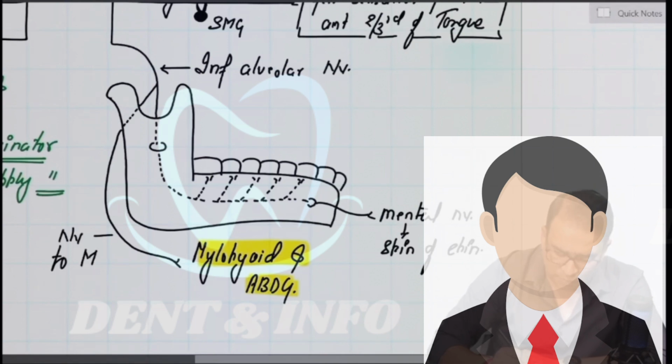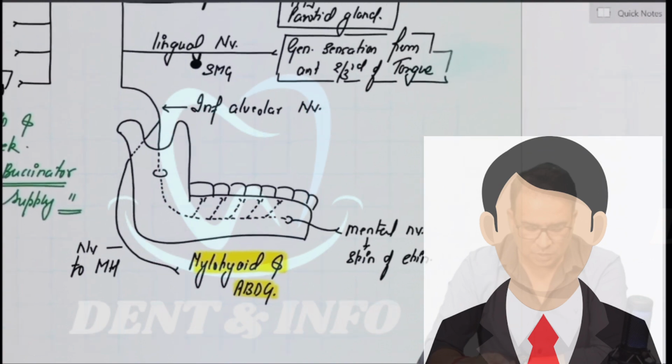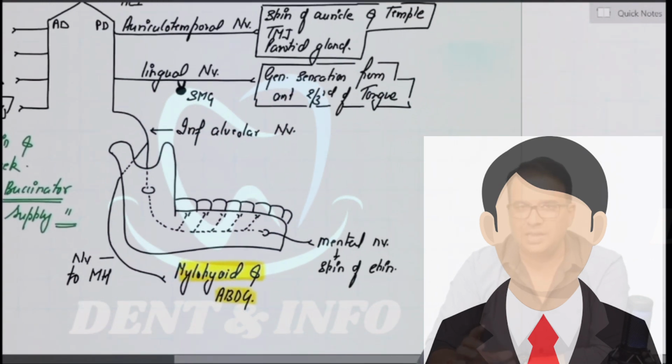We call it nerve to mylohyoid, but as you can see, it is supplying the anterior belly of digastric also. So these are two muscles present here, forming the oral diaphragm. Nerve to mylohyoid and anterior belly of digastric. So that's the whole story about the ALI.